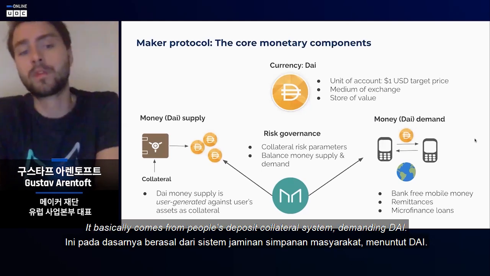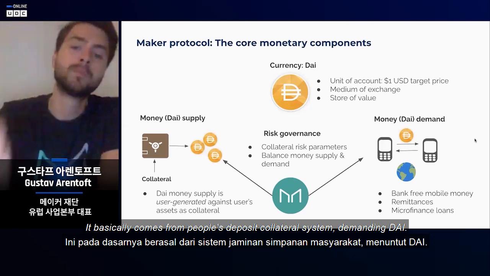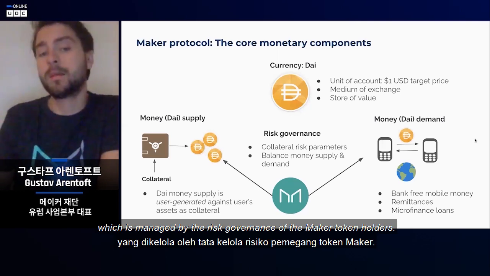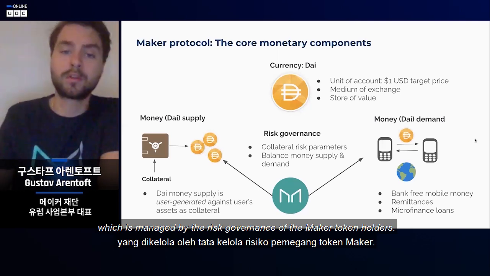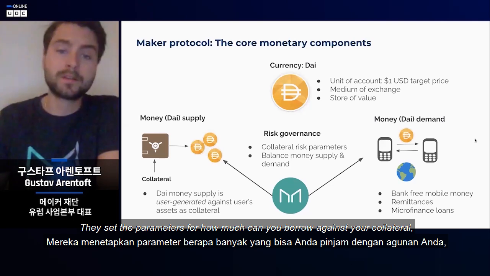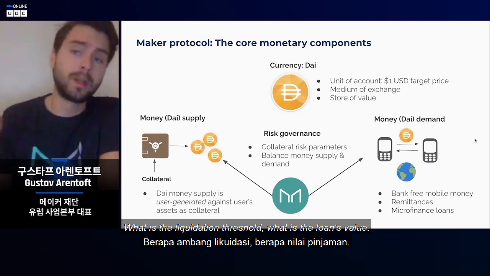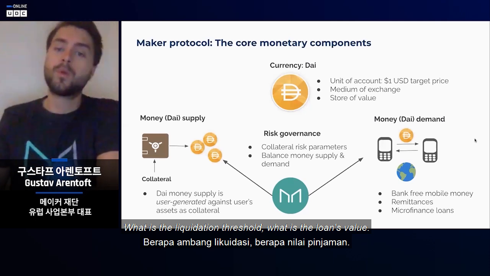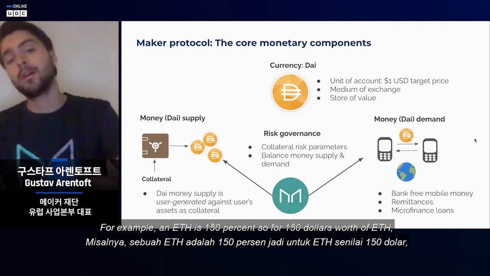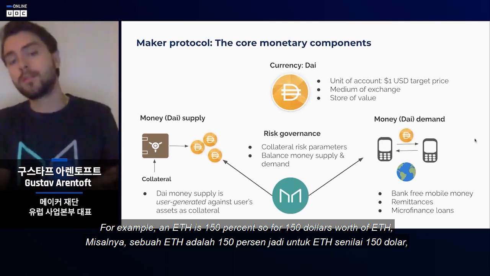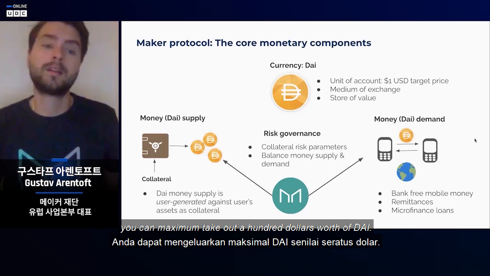It basically comes from people depositing collateral into the system, minting DAI. All the parameters around this part of the system are managed by the risk governance of the Maker token holders. They set the parameters for how much you can borrow against your collateral, what the liquidation threshold is, so what the loan to value is. For example, in ETH, it's 150%. So for $150 worth of ETH, you can maximum take out $100 worth of DAI.